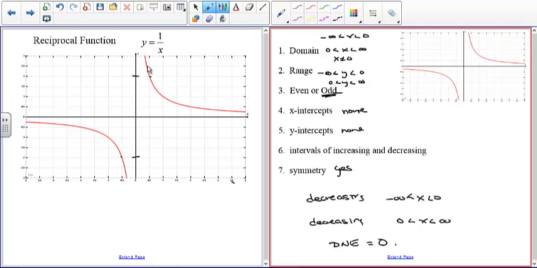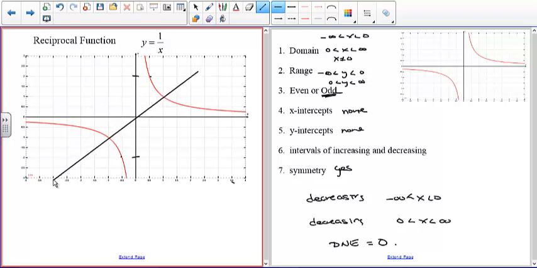So the way you can kind of tell symmetry is, if you draw the line y equals x, so that's this one. So where's 3? There we go. So you can see that if I drew from the origin to a point here, there's a point that's on the other side of the origin, relatively speaking.